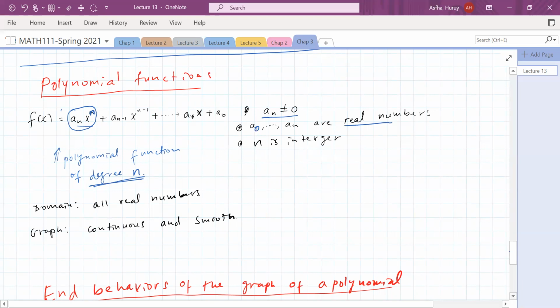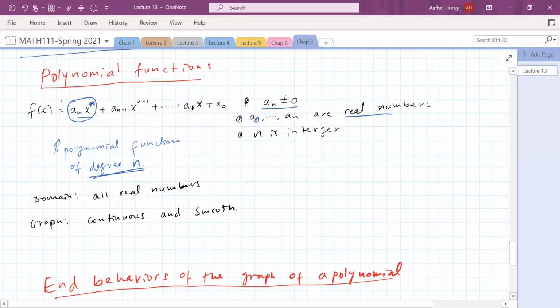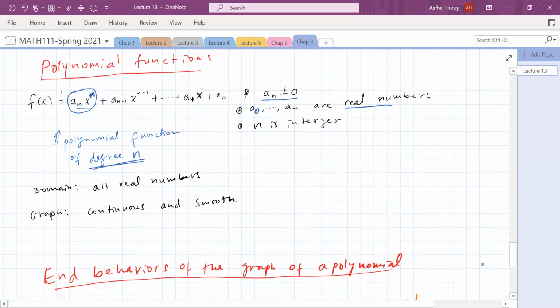Okay. Well, it should be a positive integer, actually, not any integer. And the domain of a polynomial is all real numbers, because if you look at this, there is no restriction. We can plug any value into x, any real number. We don't have any problem because the output will still be a real number. Therefore, the domain is all real numbers.